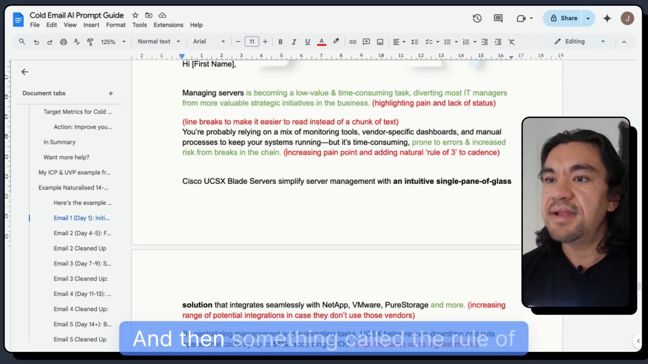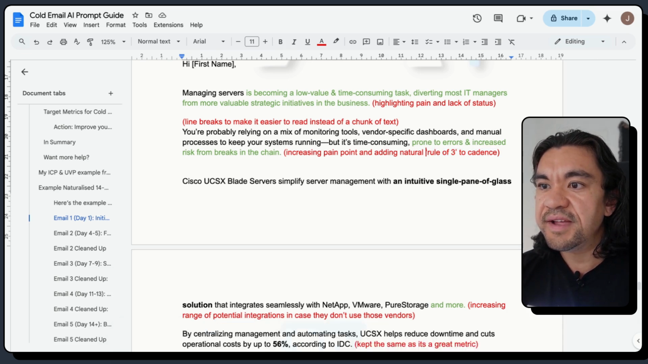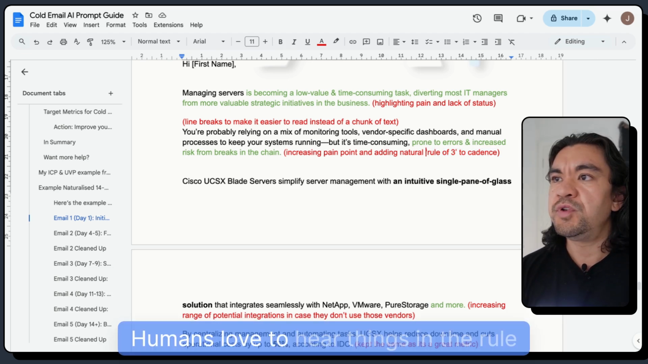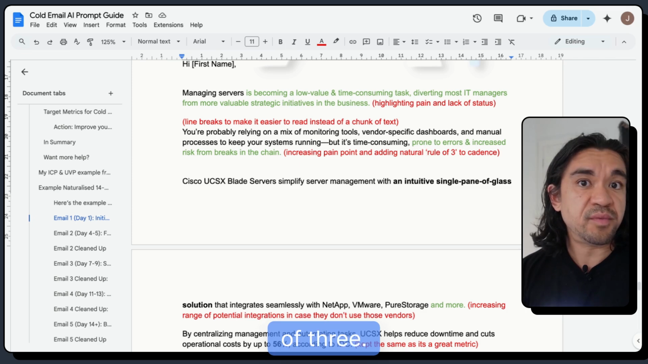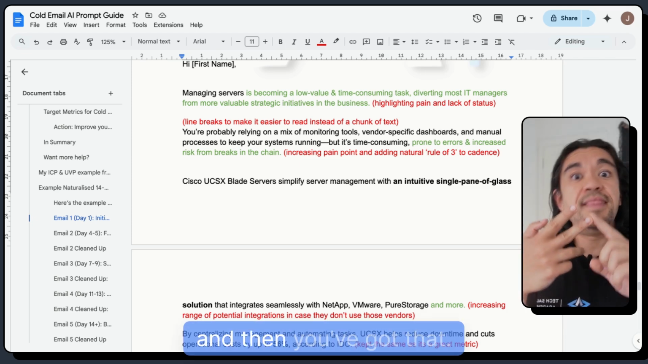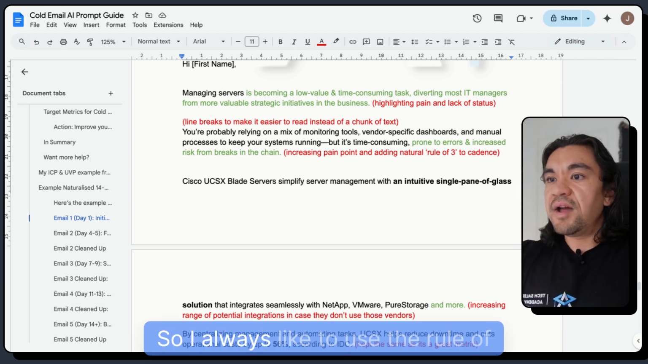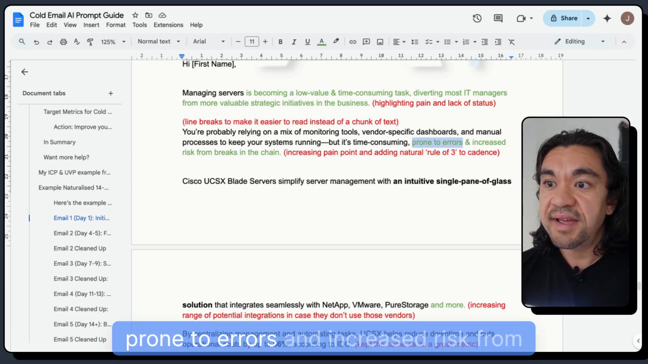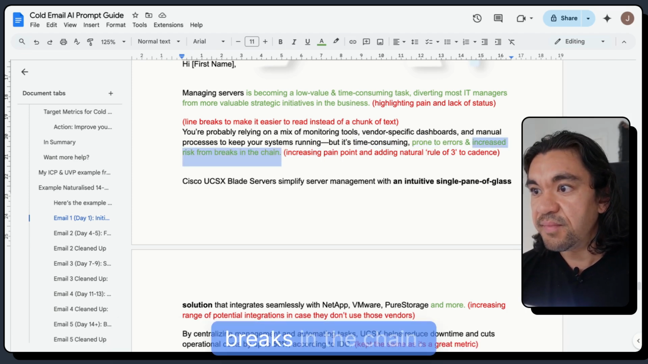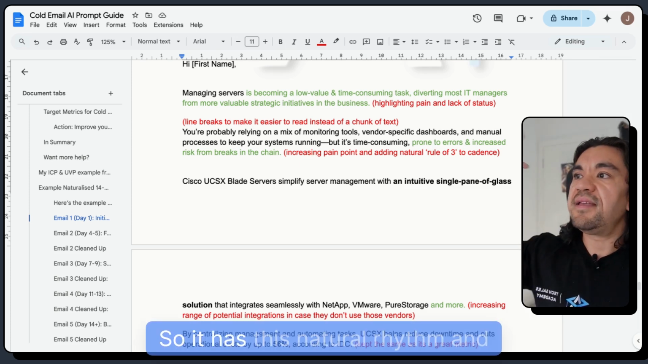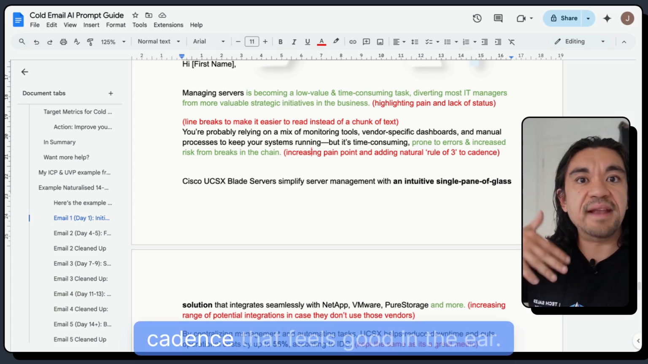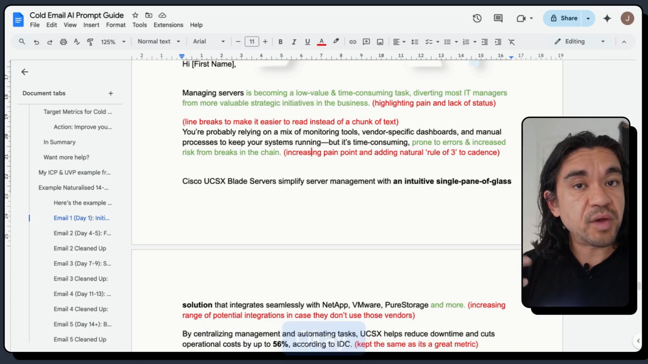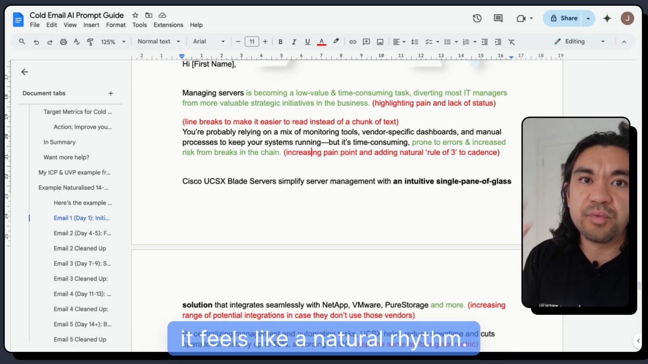Okay, and then something called the rule of three. Humans love to hear things in the rule of three. You've got this, you've got that, and then you've got that. So I always like to use the rule of three: time consuming, prone to errors, and increased risk from breaks in the chain. Okay, so it has this natural rhythm and cadence that feels good in the ear. Okay, when the customer is reading it, it feels like a natural rhythm.